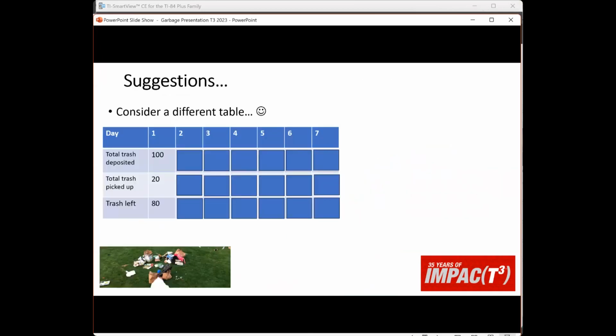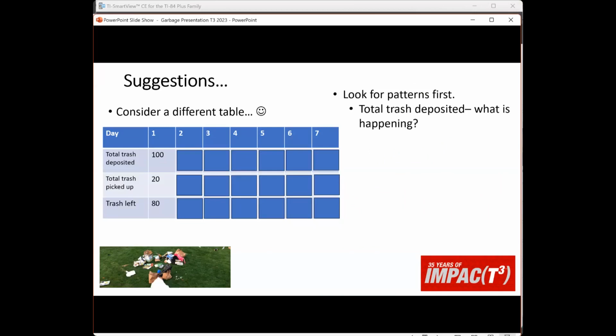Now, we kind of led you into looking at one table. However, whenever we've done this, students have also done this another way. And let's look at a different way students might actually solve this problem. All right, suppose they're looking at total trash deposited, total trash picked up, and total trash left. First of all, why don't we look for our patterns?